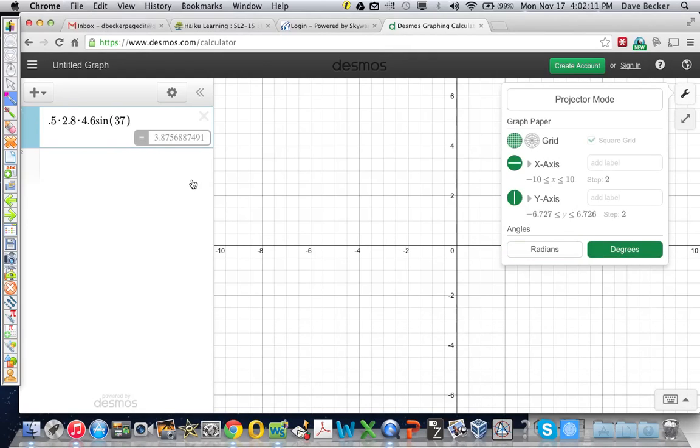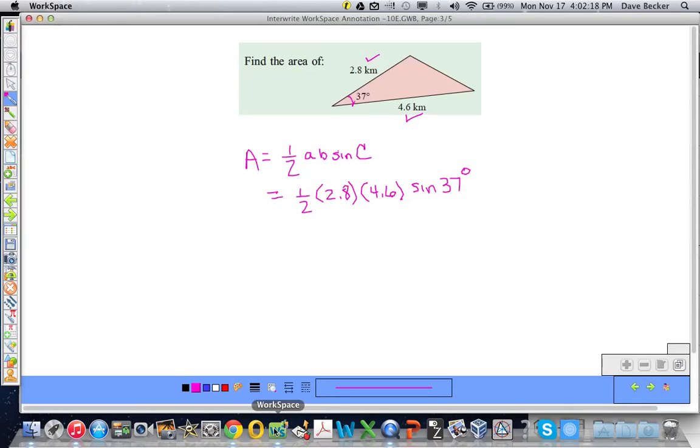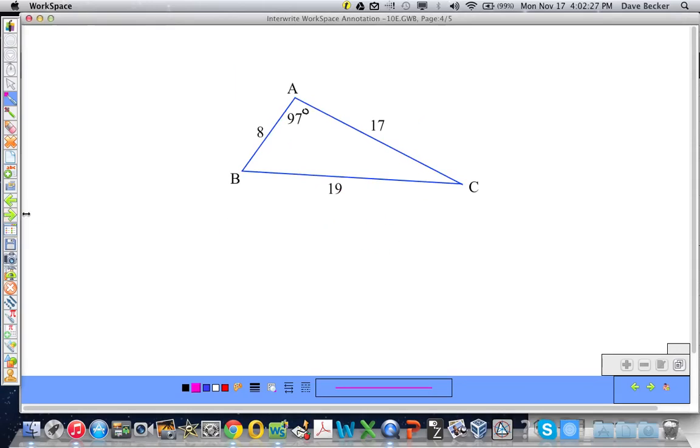The default is radians, and so my area is rounded to the nearest tenth, 3.9 square units. So that is equal to, oh, it's kilometers, so 3.9 square kilometers. Okay. Another example.